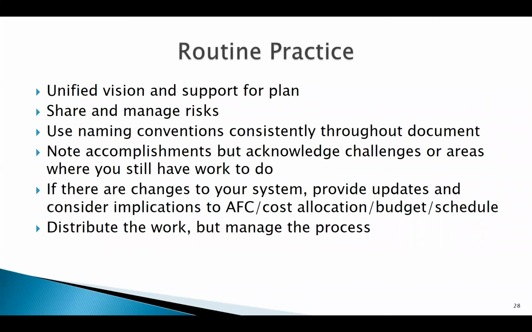As Nicole said, we don't expect perfection. You should share and manage your risks. So this one, along with the other one that talks about noting accomplishments but acknowledging challenges and the work that you have to do. When we see APDs that just lay it out, like, this is what we're struggling with, here's where we are with this technology or this enhancement or this part of the solution that we want to develop, here are the challenges and the issues that we've had, here are the steps that we're taking to mitigate that.